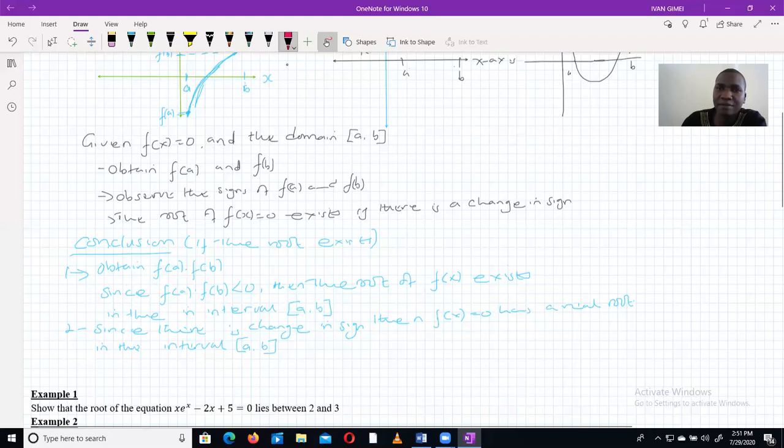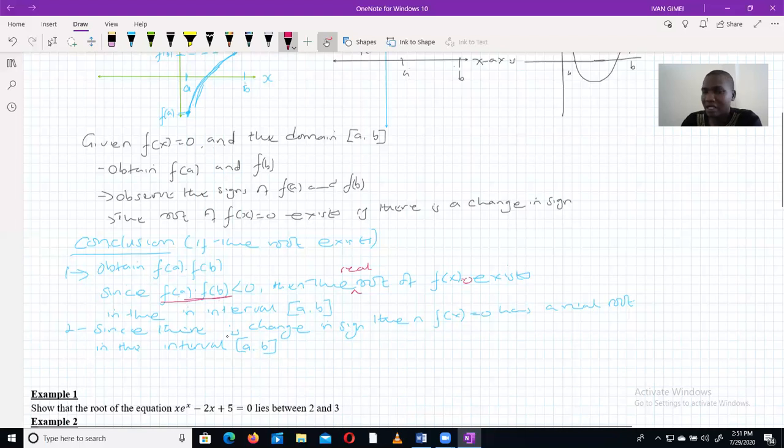You simply try to get the product of the two, f(a) times f(b). If you see a negative value, of course, all negative values are less than 0. So you say, since f(a) times f(b) is less than 0, then the root of f(x) exists, or the real root. In fact, we're looking for the real root, not just a root, because you can have an imaginary root. In future, you look at that. So then the real root of f(x) equals 0 exists in the interval AB.